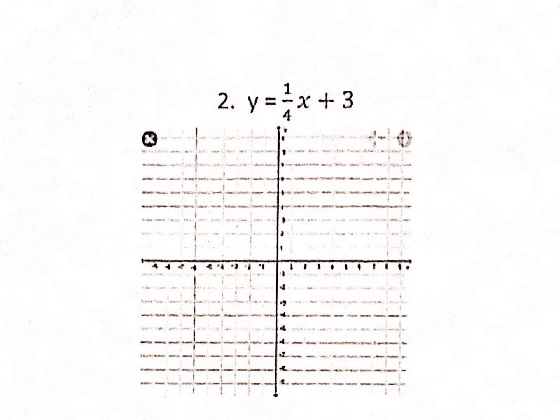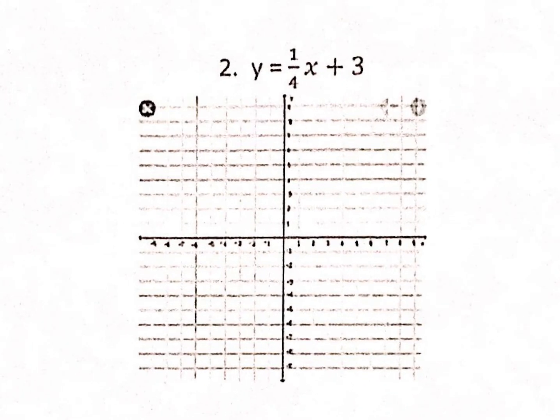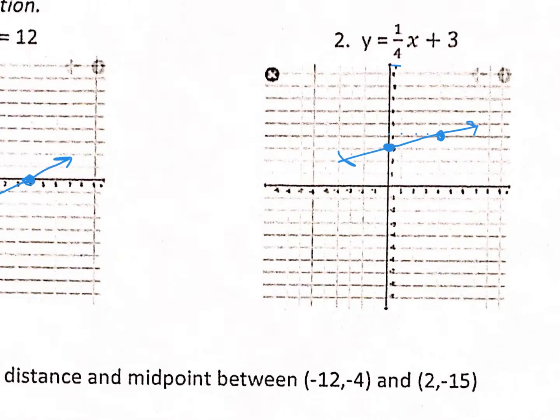Number two is a little bit different. It's slope-intercept form. You graph your y-intercept first, which is at 3. Your slope is 1/4, which means, remember, slope is rise over run. So I'm going to rise 1, run 4. There are my 2 points again. Connect the dots. And there's number 2.